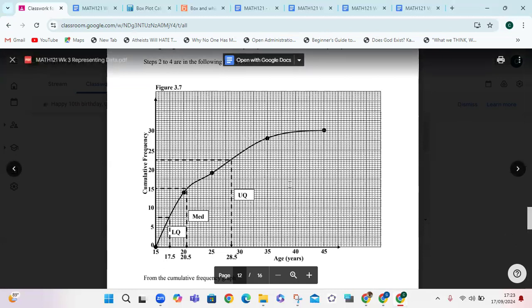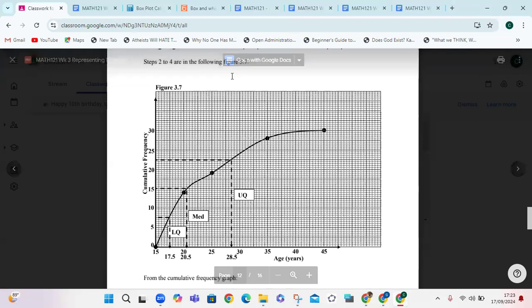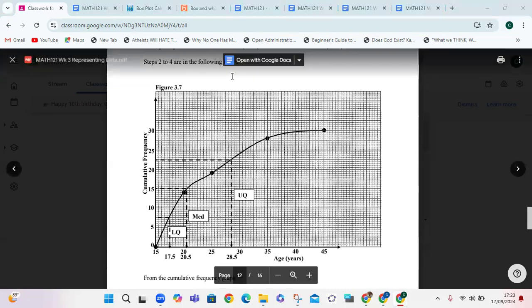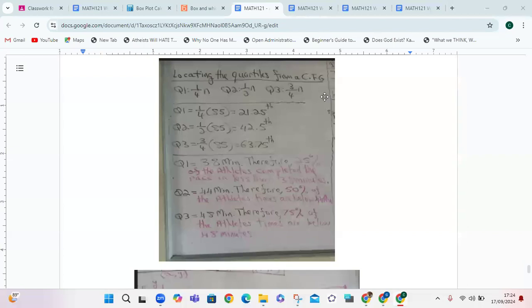So let's apply this now to our situation. Here you can see the locational formulas. A quarter n for lower quartile, a half n for the median, and 3/4 n for the upper quartile. Now, our n now is 85. There were 85 athletes. The last cumulative frequency is the n. So a quarter times 85 is 21.25. A half of 85 is 42.5. 3/4 times 85 is 63.75.